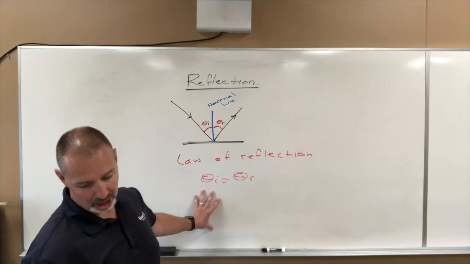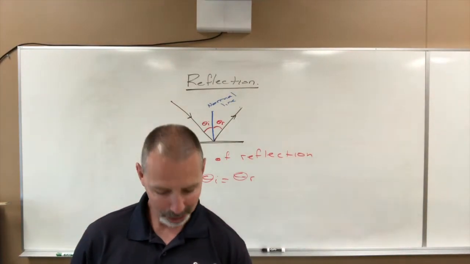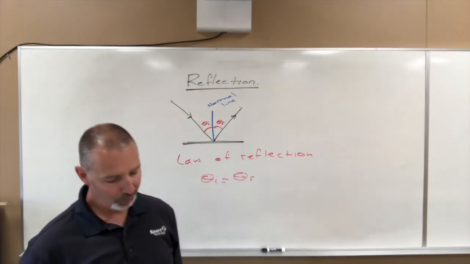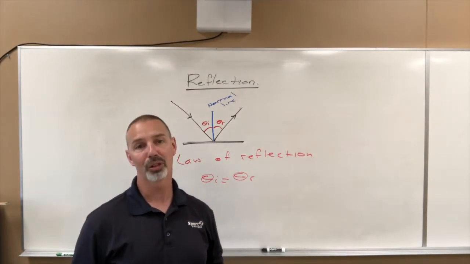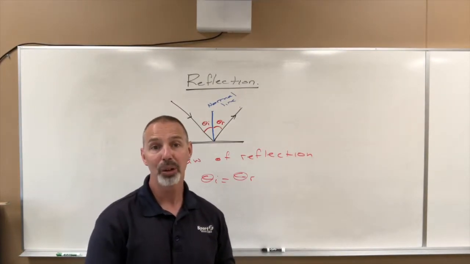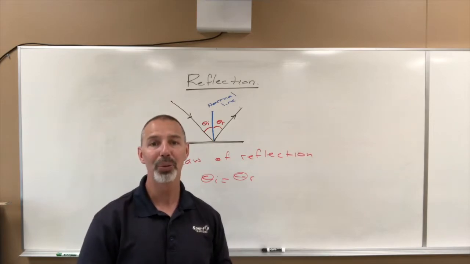Okay. So now, when we talk specifically about light, there are different kinds of reflective surfaces. Right? So we have mirrors that reflect light really, really well, right?